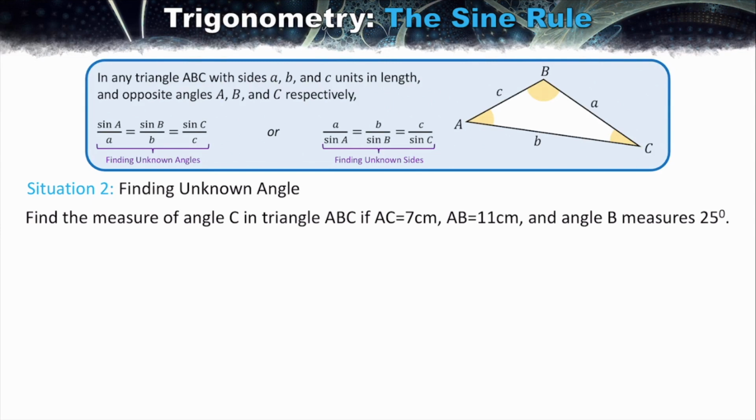So now we've had a look at using the sine rule to find unknown sides. Let's now have a look at it to find unknown angles. Now, finding unknown angles, we do need to be aware of something when we're working with the sine rule, in that we have to be aware of whether the angle that we're looking for is an acute angle or an obtuse angle.